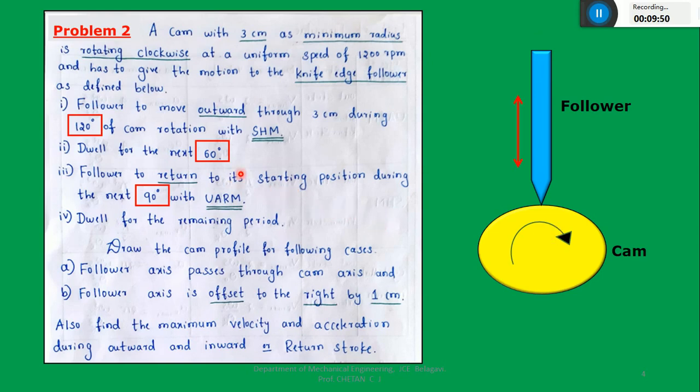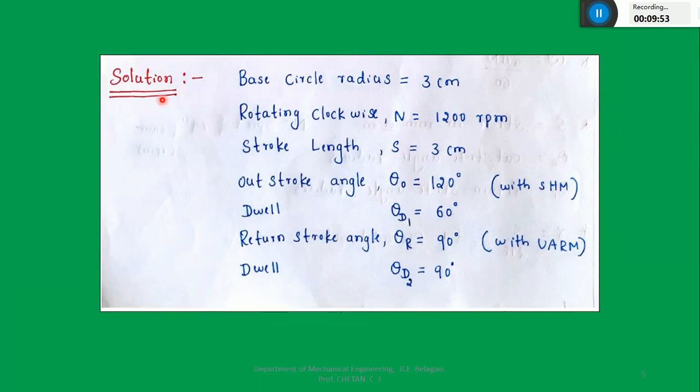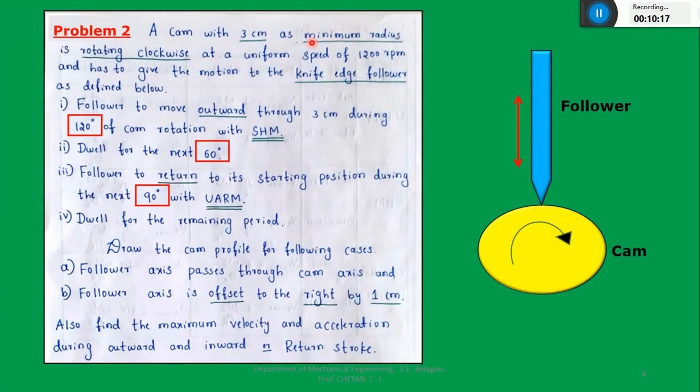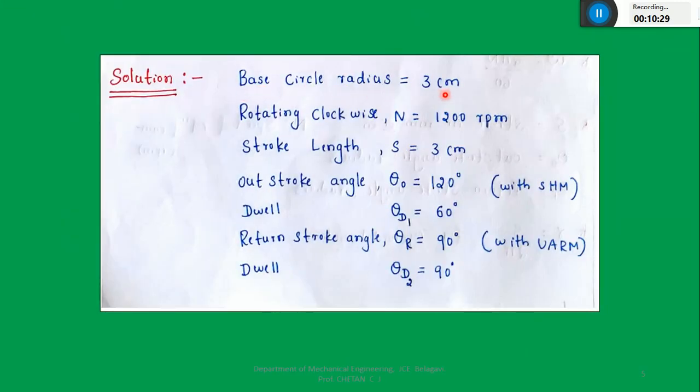First, I'll note down the given things. Okay, I'll start with the solution. Before that, from the given problem, I'll note down what the given things are. So please note down this. The base circle radius is given as 3 centimeters. In the problem, they have not mentioned the base circle. As I said, they'll mention a minimum radius, which corresponds to the base circle radius. Please note that the minimum radius is nothing but the base circle radius. So it is given as 3 centimeters or 30 mm.